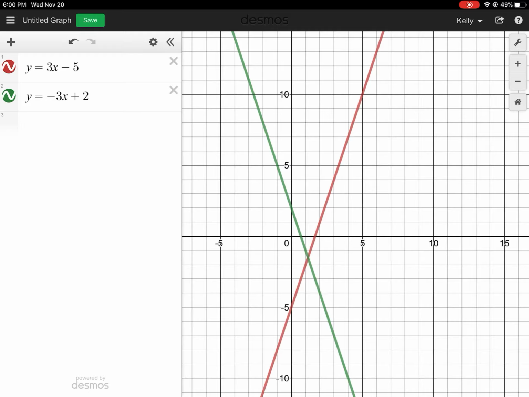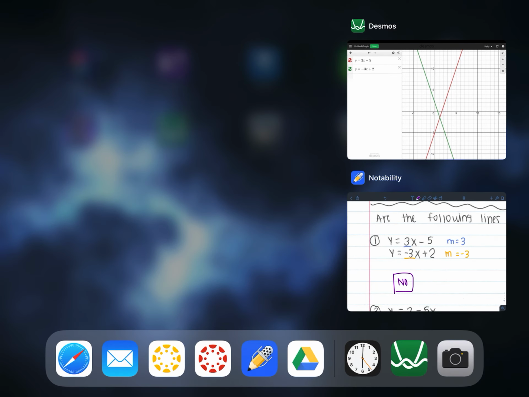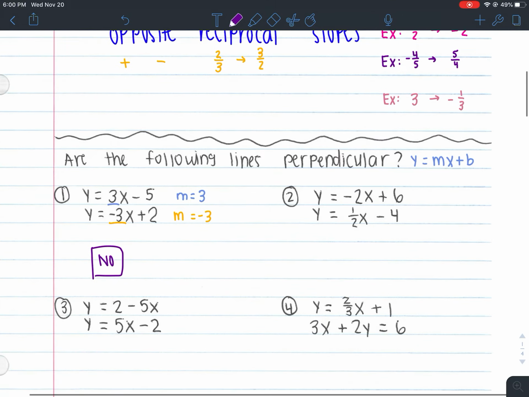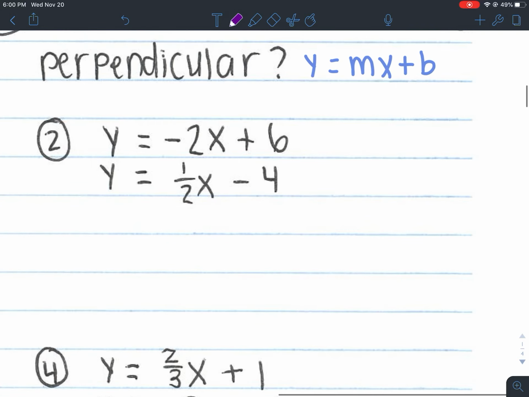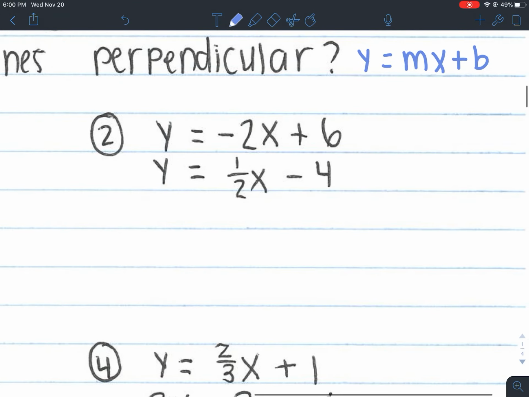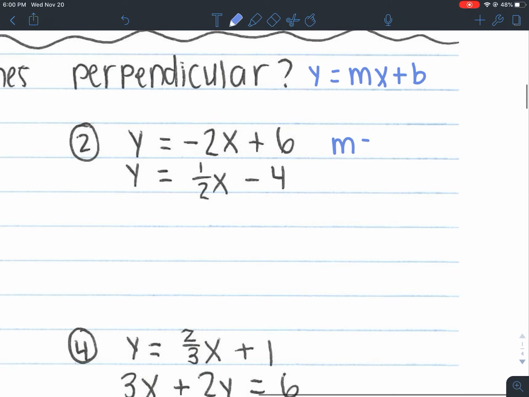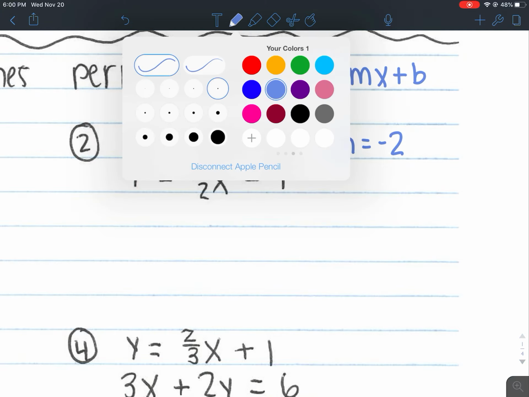And that's the big key here. So if we have perpendicular lines, they should cross at 90 degrees. But again, we're not going to be measuring that. Okay, let's identify the slope of the first equation. Well, can I identify it from the way it is? Yes, because it's already in slope-intercept form. Y is by itself. Our slope in the first equation is negative 2.